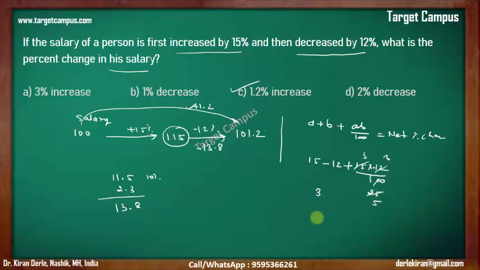Right, so this becomes 3 into minus 3, that is 3. So minus 9 upon 5, that is minus 1.8. So 3 minus 1.8 is equal to 1.2, right? 1.2 is the net increase, right? But I would suggest you go with this, right? This is a formula we should know, but I would recommend you go with this only, right? This is going to save our time.